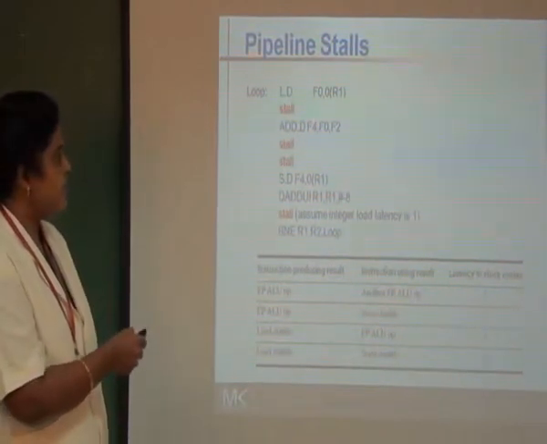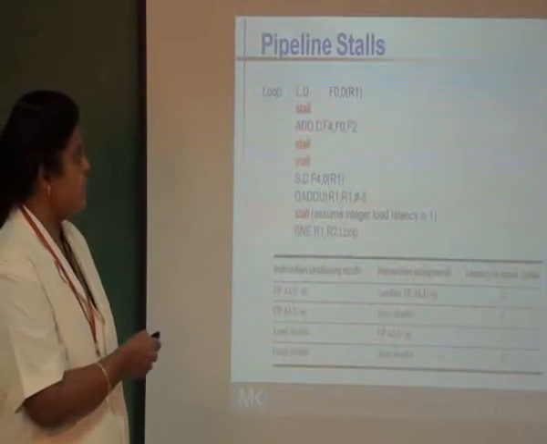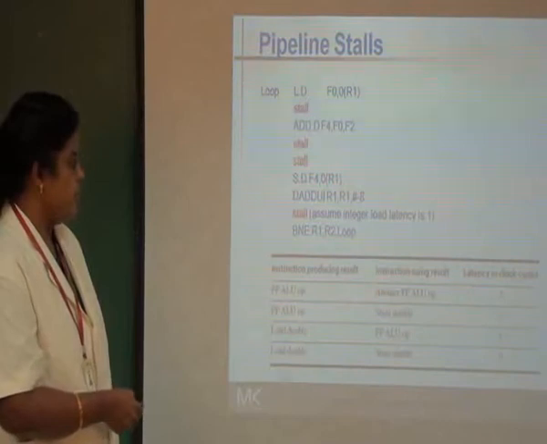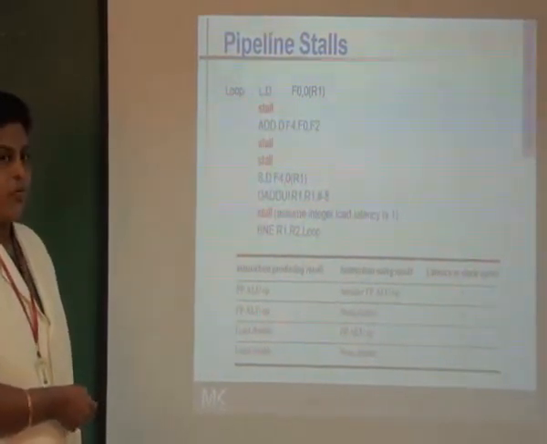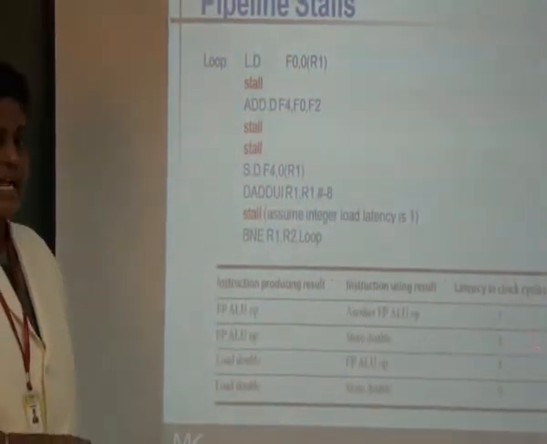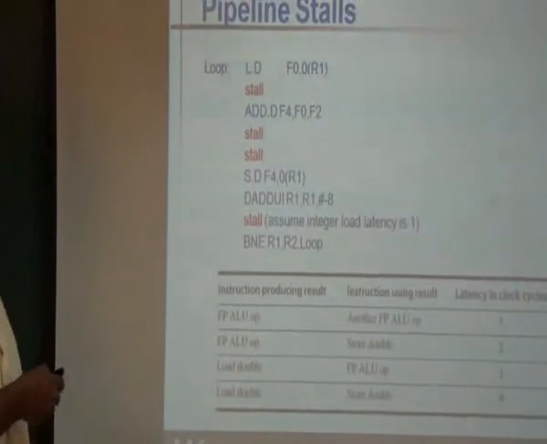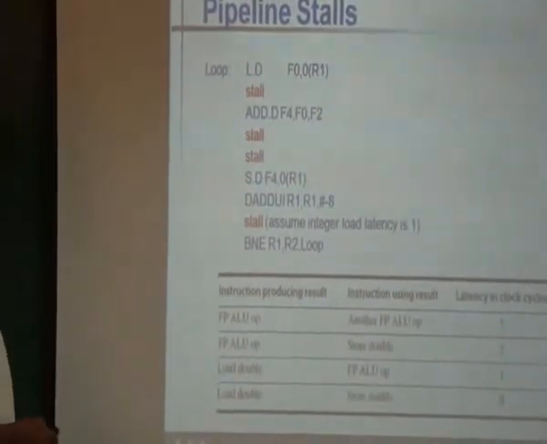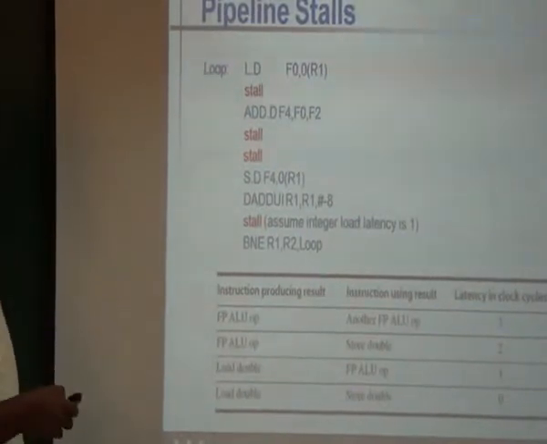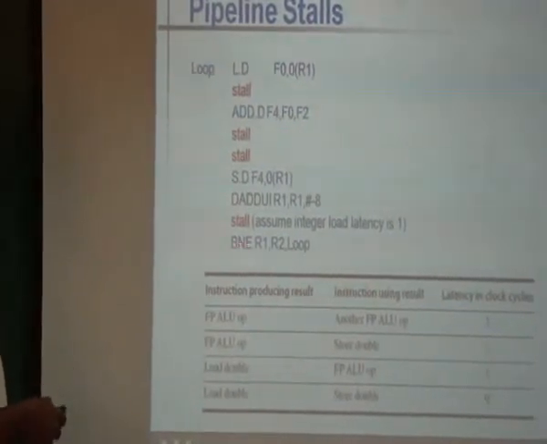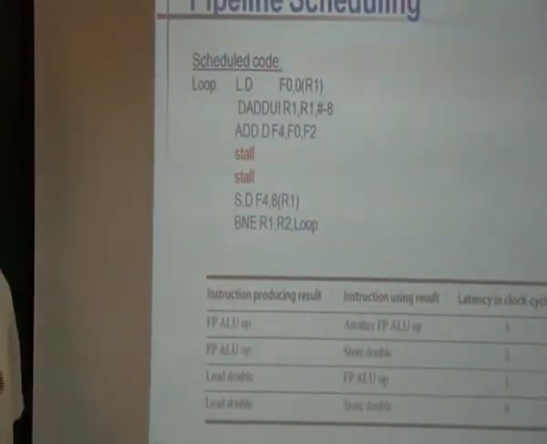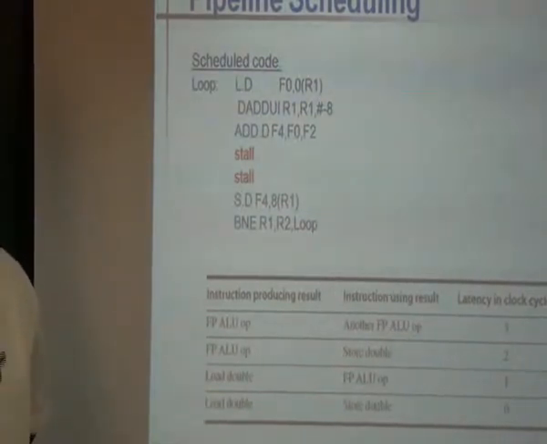For example, consider these two operations. This is one floating point ALU operation and this is one store double operation. In between the floating point ALU operation and the store double operation, the clock cycle latency is equal to 2. So that is what we have over here. This is a common program, and how can you eliminate these pipeline stalls? We employ the method of pipeline scheduling in order to remove these stalls.